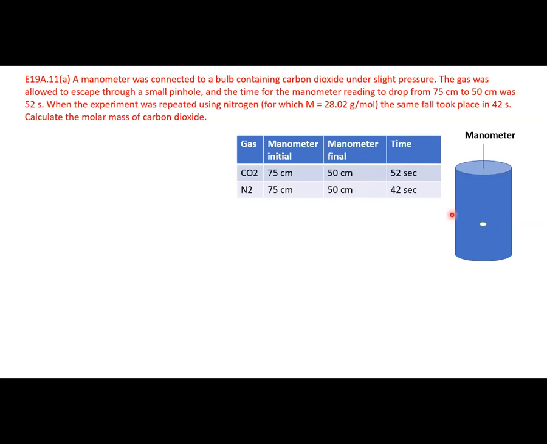And if they repeat the same experiment with nitrogen, whose molecular weight is 28.02 gram per mole, the same fall from 75 centimeters to 50 centimeters in the manometer reading happens in 42 seconds. So from this information, we need to calculate the molar mass of carbon dioxide, which is very interesting. To solve this problem, we need to derive a few equations. Obviously, we have to calculate some term for the pressure that depends on the time, right?